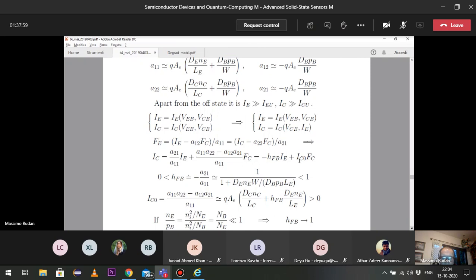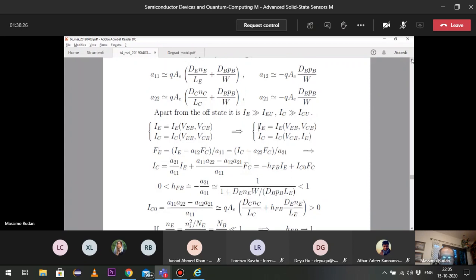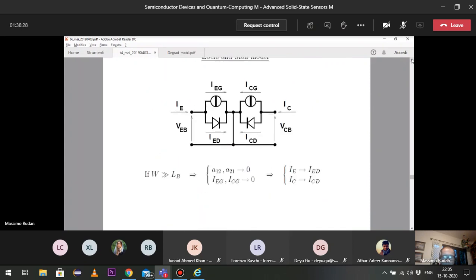And you consider the normal mode of operation of the bipolar transistor. You remember, in the normal mode of operation, the emitter junction is forward biased and the collector junction is reverse biased. So FC, we go back by a couple of pages.